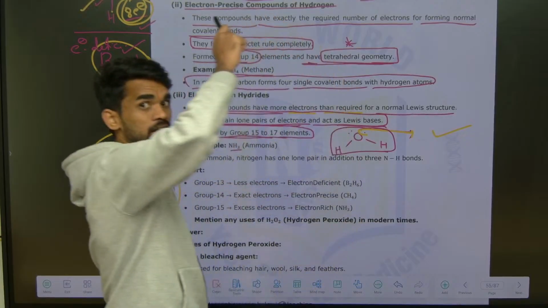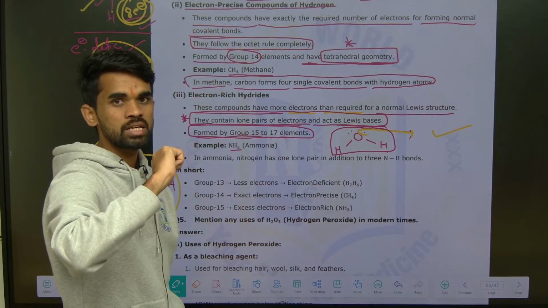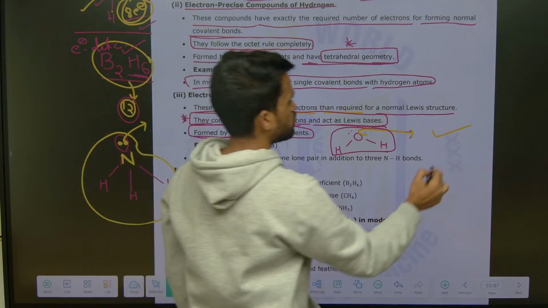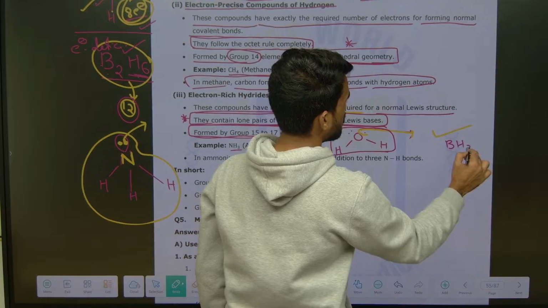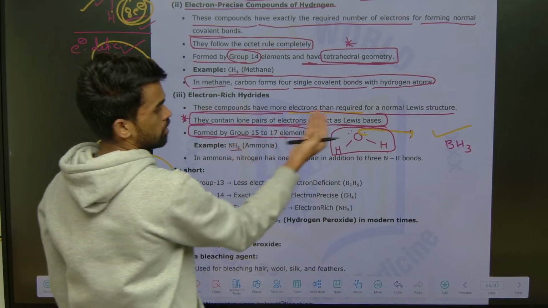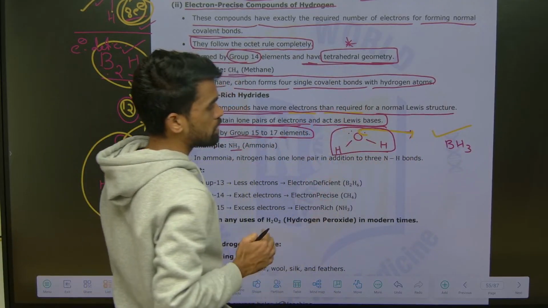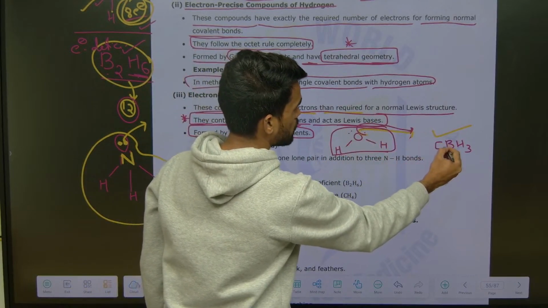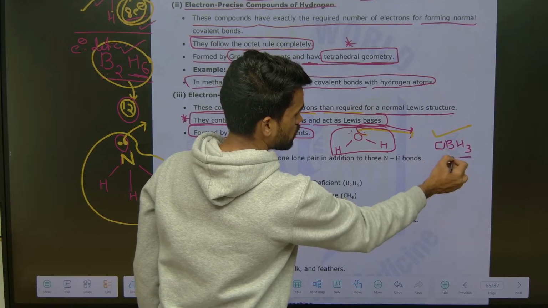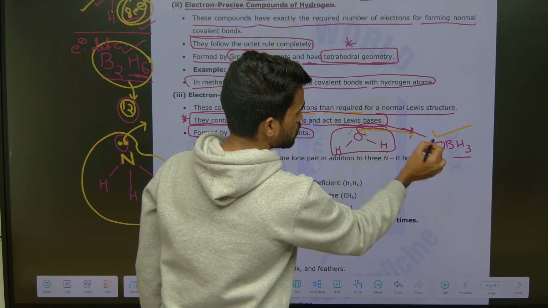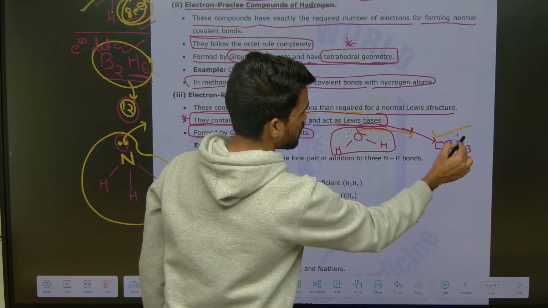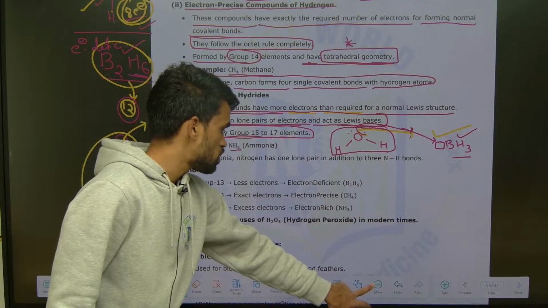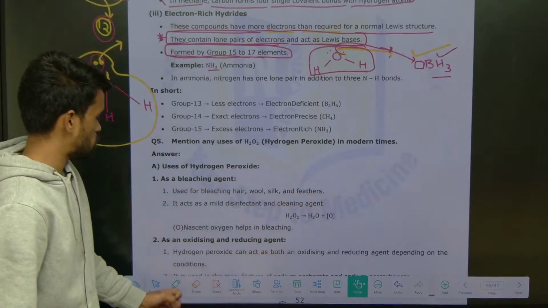And group 13 hydrides, like diborane, BH3, can be considered Lewis acids. So BH3 can act as a Lewis acid, and NH3 and H2O can act as Lewis bases. Why? They have lone pairs of electrons to donate, and boron in the BH3 unit has a vacant orbital, so it accepts a pair of electrons, which means a Lewis acid.